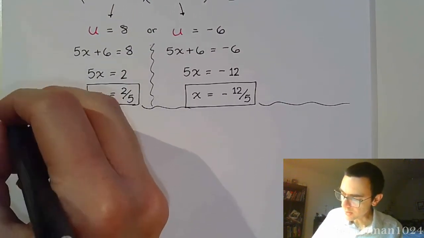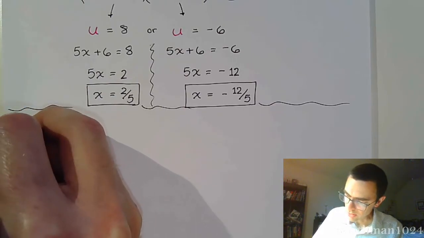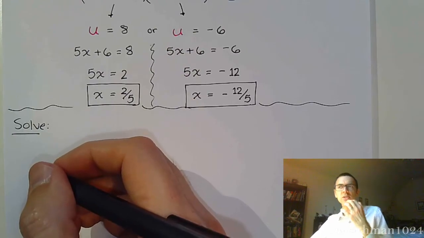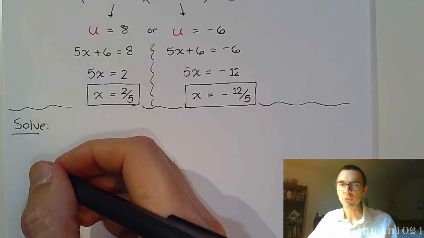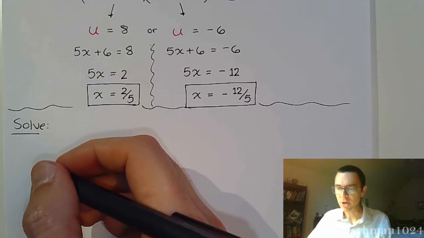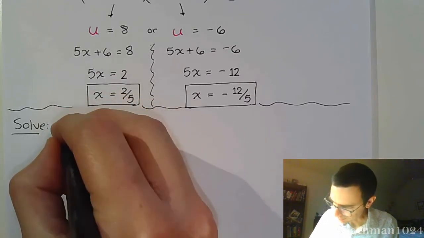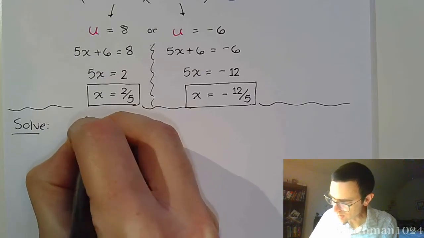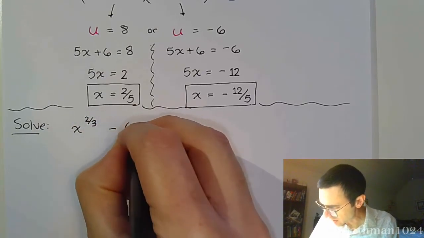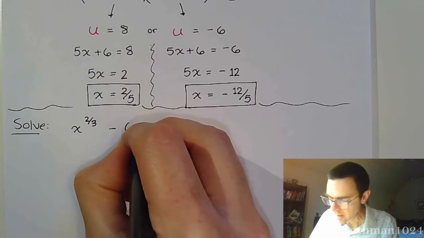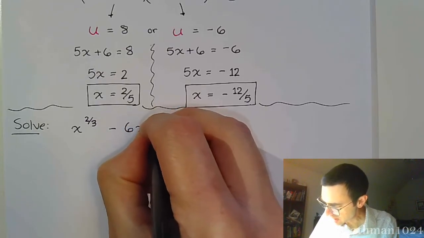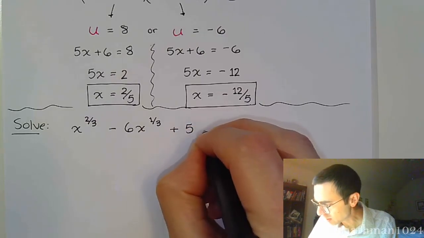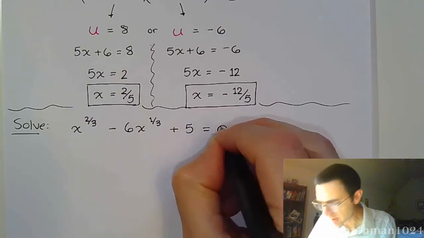Let's do another one that is very similar so that we can do a u substitution. Because it's not just seeing them in this section, but you see them quite often the deeper you go into mathematics. All right, so I have x to the 2/3 minus 6x to the 1/3 plus 5 equals 0.